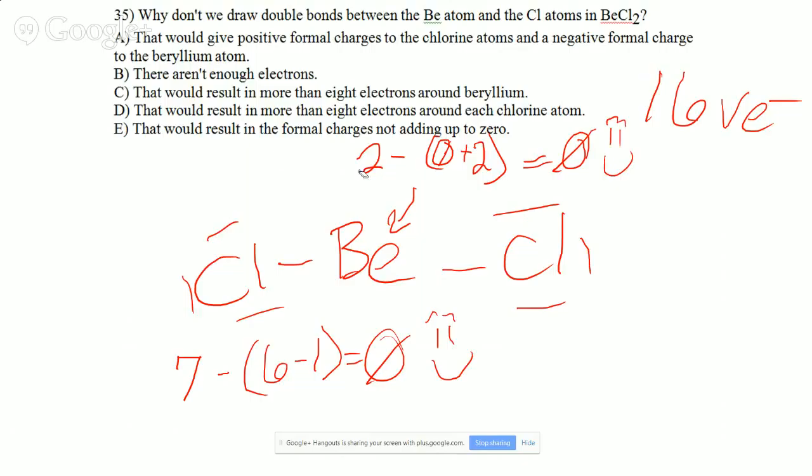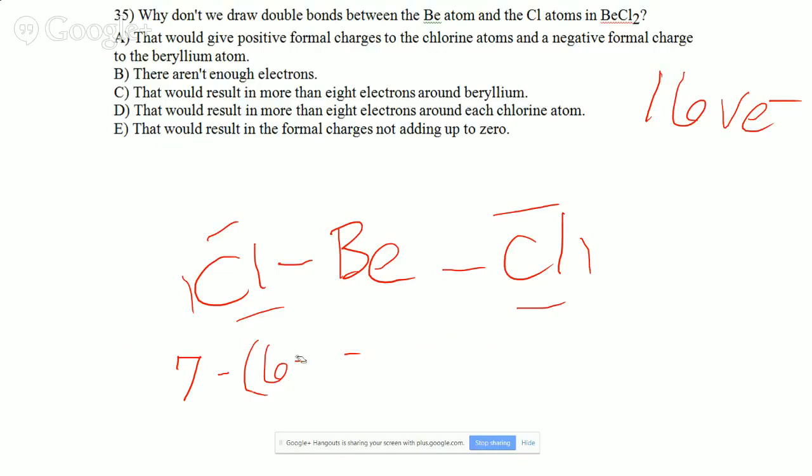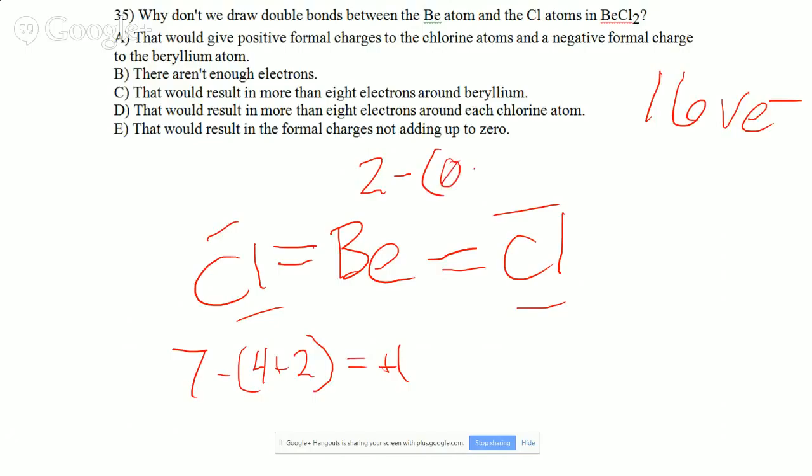But let's get rid of all this and see what it would look like otherwise, if we did what they were talking about. All right. If we drew double bonds between the Be atom and chlorine, I'm going to have to get rid of some of this stuff, right? Make sure I don't have too many electrons. Now let's check formal charge. Chlorine would be 7 minus 4 that it keeps to itself and 2 bonds. So its charge would be positive 1. All right, same thing with that chlorine over there. Be had 2, but it has none of its own, but it makes 4 bonds, which gives it a charge of negative 2.